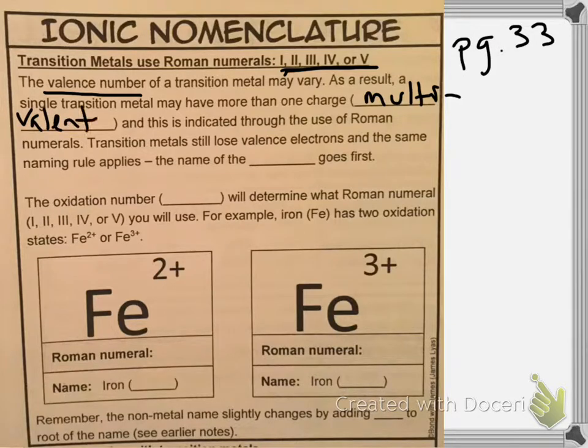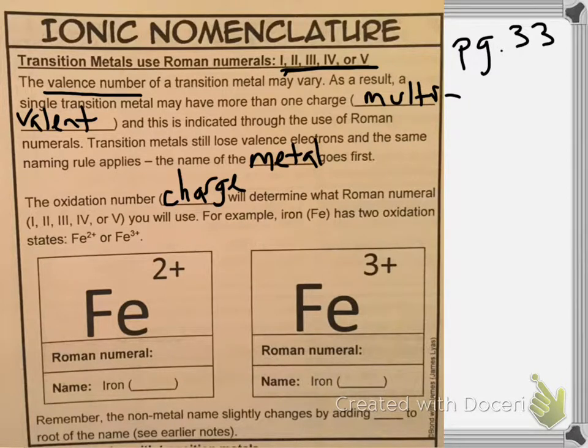Multivalent. And this is indicated through the use of Roman numerals. Transition metals still lose electrons, and the same naming rule applies. The name of the metal goes first. The oxidation number is the same thing as a charge, and it will determine what Roman numeral, 1, 2, 3, 4, or 5, you will use.